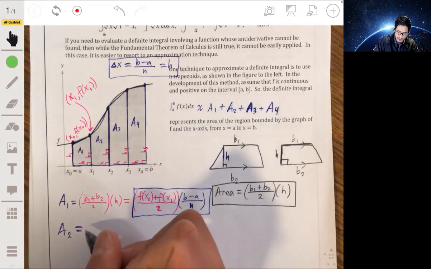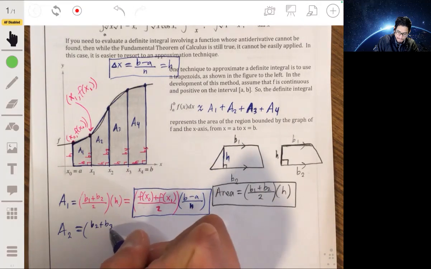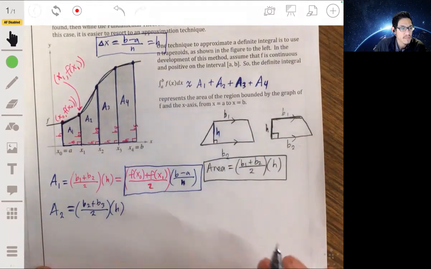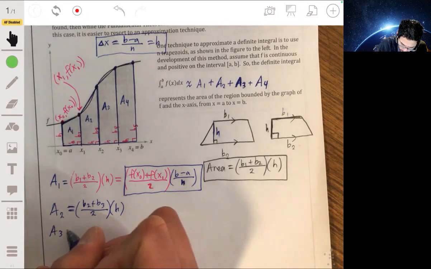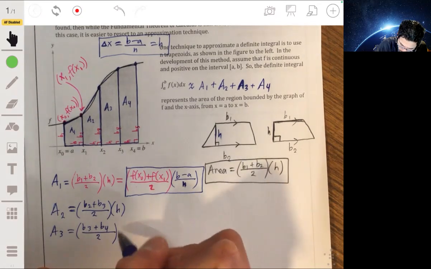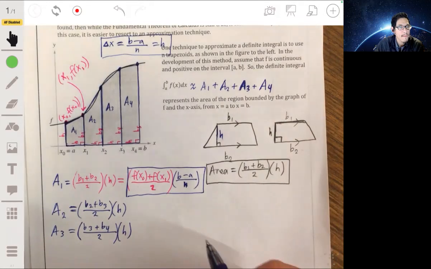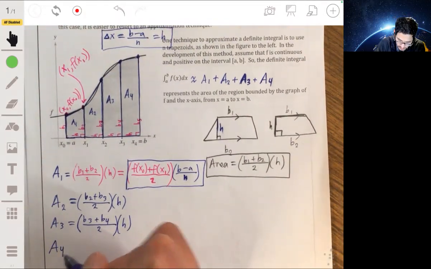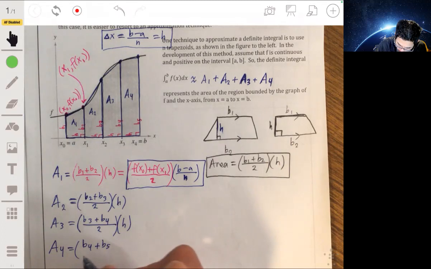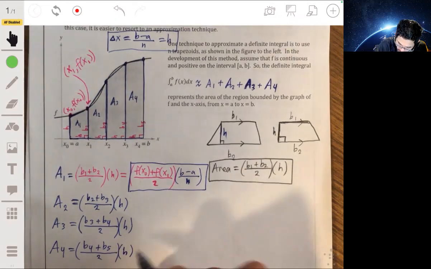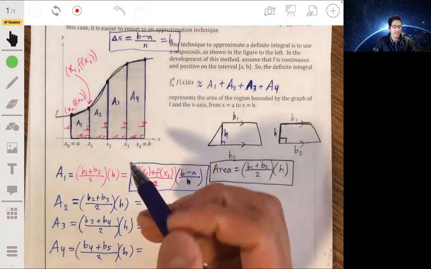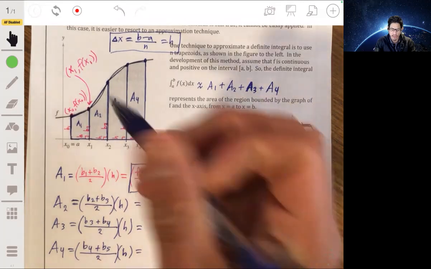A2 is B2 plus B3 over 2 times height. A3 will be B3 plus B4 over 2 times the height. And A4 will just be B4 plus B5 over 2 times the height. Heights are always going to be the same. Will it just be b minus a over n? Well, that's not an issue. And B2, we already found B2, which is f of x1.